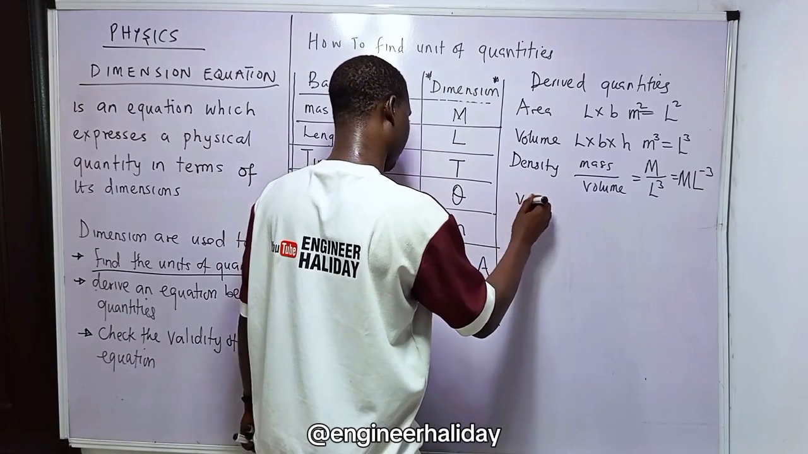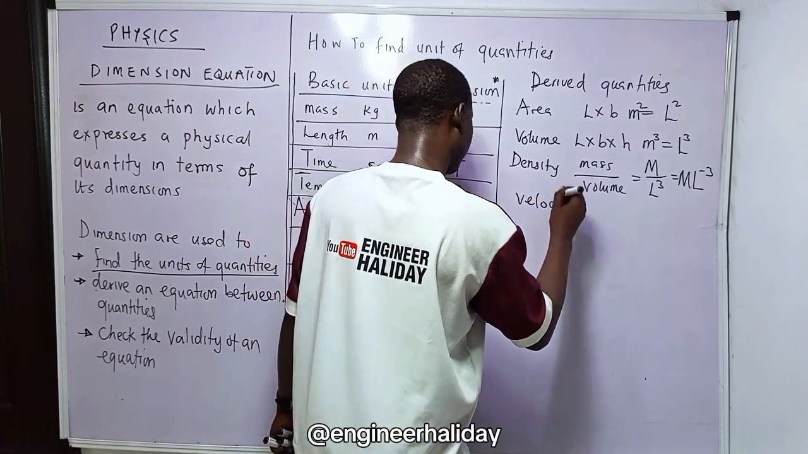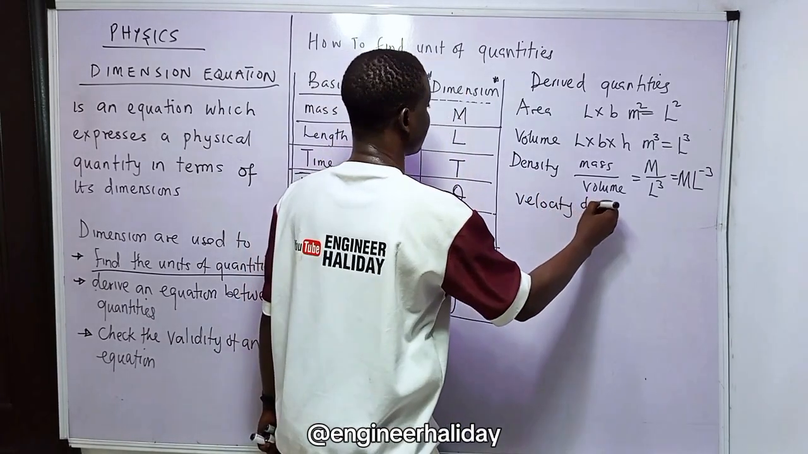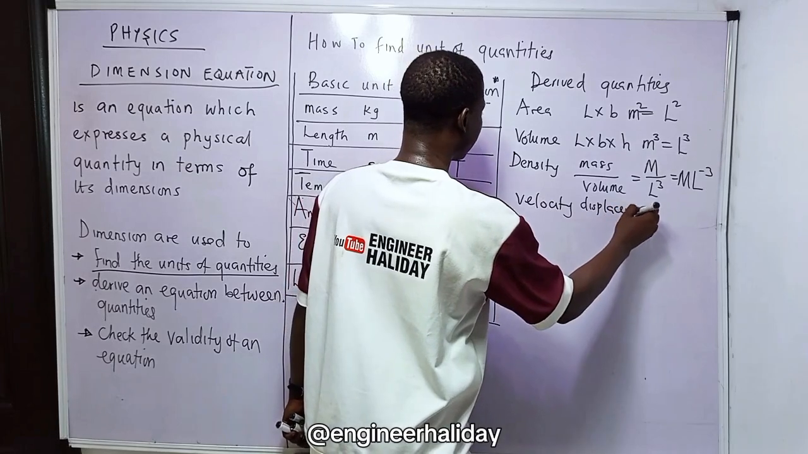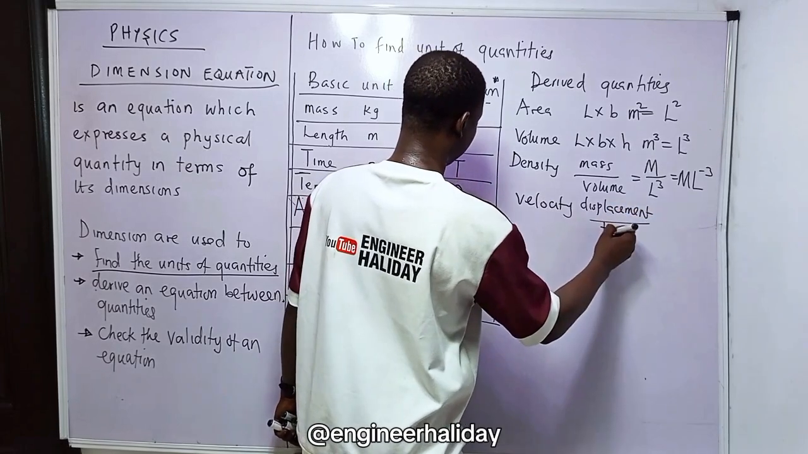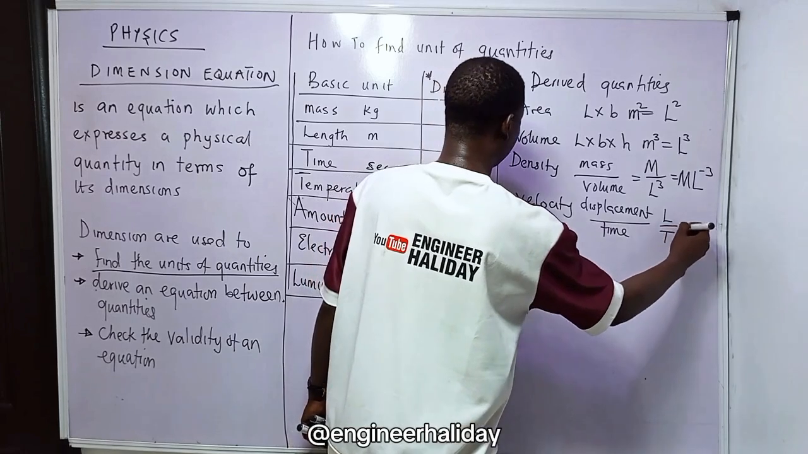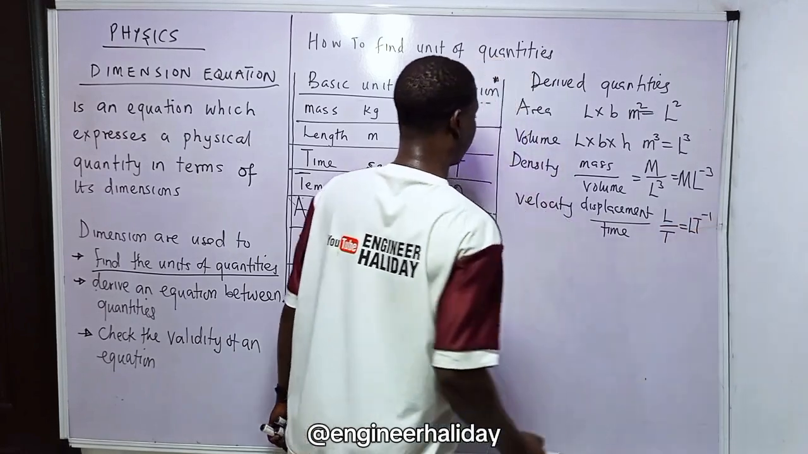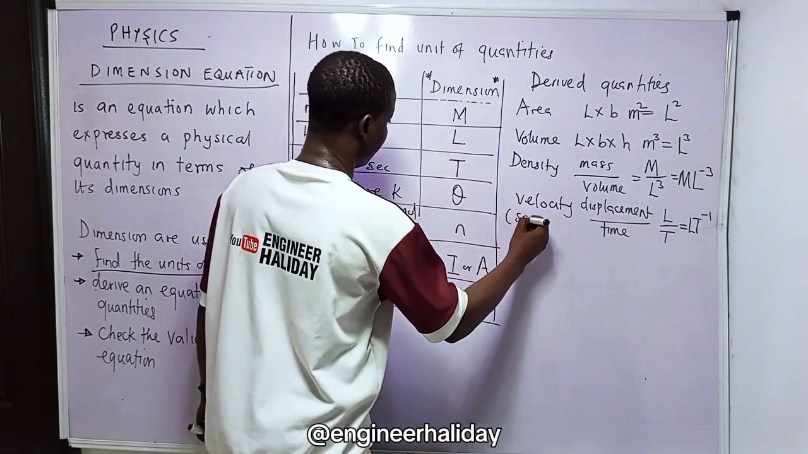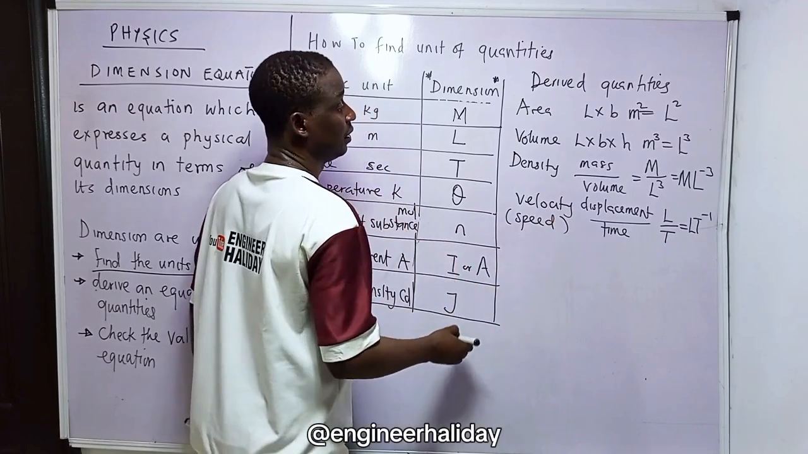Then we have velocity. What is the dimension for velocity? We have displacement over time. Displacement is length, capital letter L, while time is capital letter T. Don't forget, it's L T minus 1. The same thing with speed.